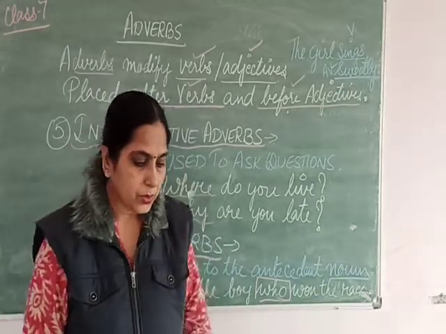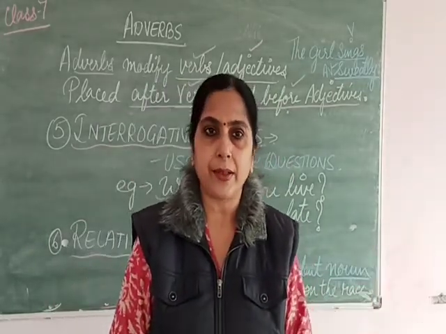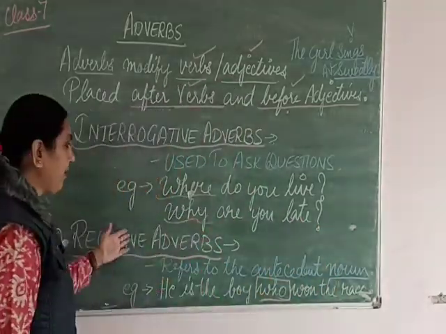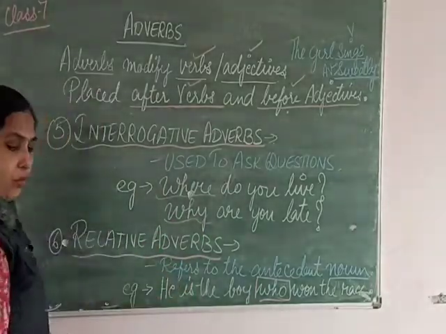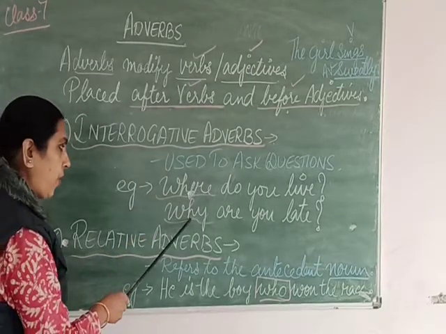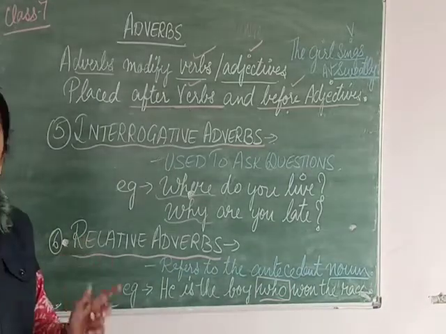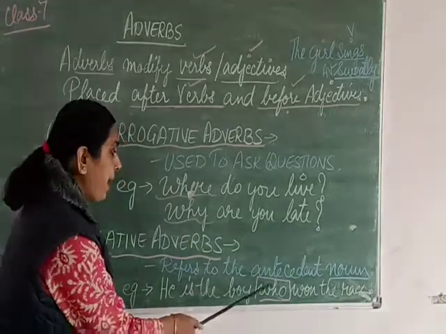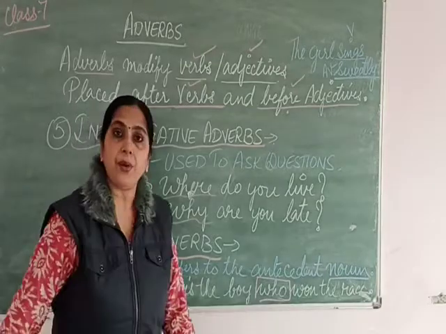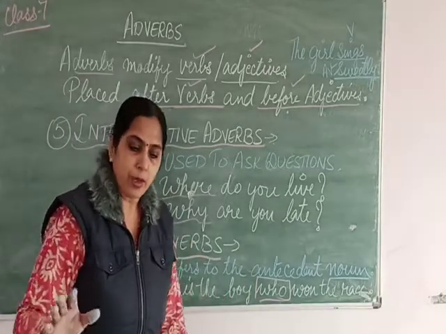Now, my mother is the person who teaches me good manners. So the word who in the sentence is a relative adverb. I hope you understand what interrogative adverbs are. They are used to ask questions like where, why, how, when. Then relative adverbs show the relationship between a noun and a verb in a sentence. It refers to the antecedent noun. So, he is the boy who won the race. I hope you have understood.